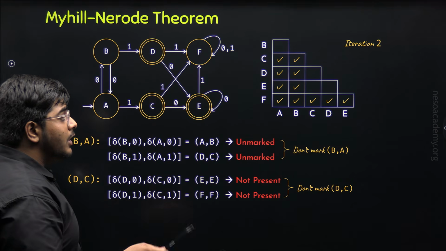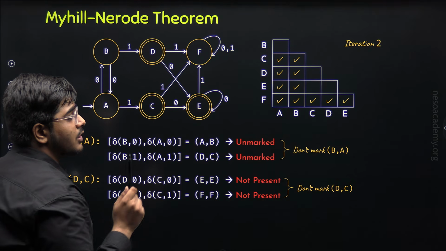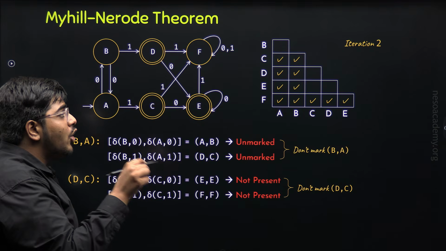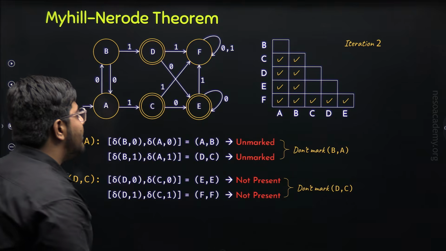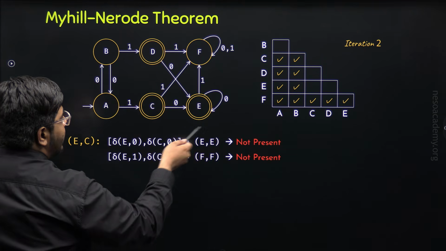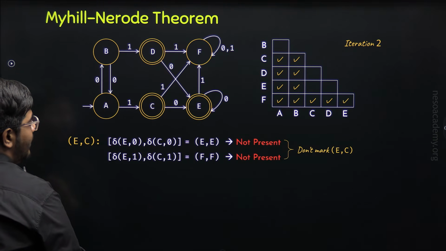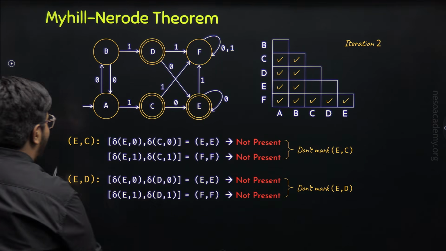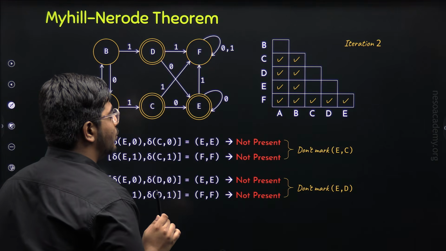And in examination, you don't even need to write D, C in second iteration because earlier you need to mention that D, C will be always unmarked in our table. Similarly, for the next pair, which is E, C, both E and F are not present. So we will not mark E, C. And for the pair E, D also, we will not mark E, D. So this is the final table after iteration 2.